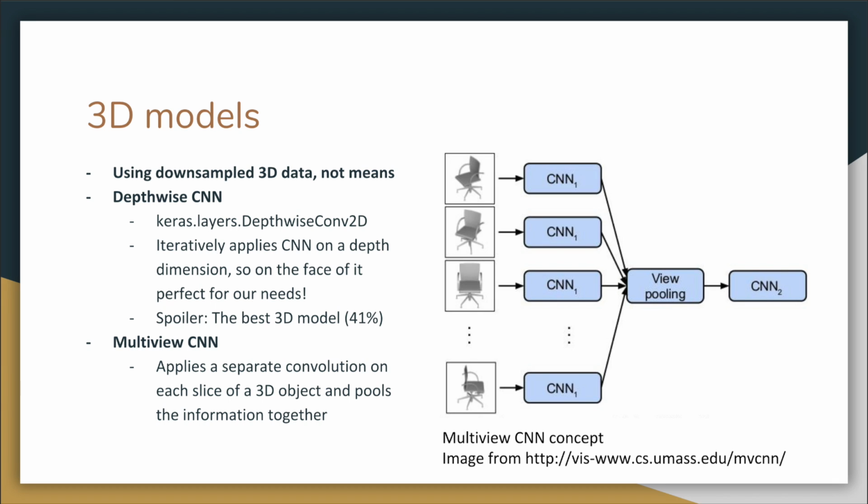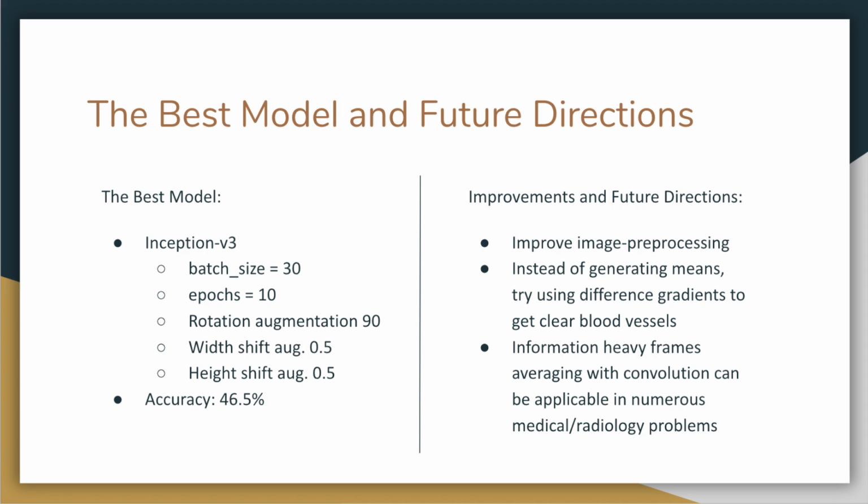This gave us a test accuracy of around 41% at best, so not ideal, and worse than the k-fold cross-validation results we got earlier. The other concept we tried was multi-view CNN, which, as shown by the image on the side, runs each image in the stack through a separate convolution and then pools the images together. However, this was also not a major improvement over the depthwise CNN, so we decided not to move forward with this concept. So the best model ended up being the Inception V3 model, as mentioned before. This model had a 46.5% accuracy and can certainly be improved.